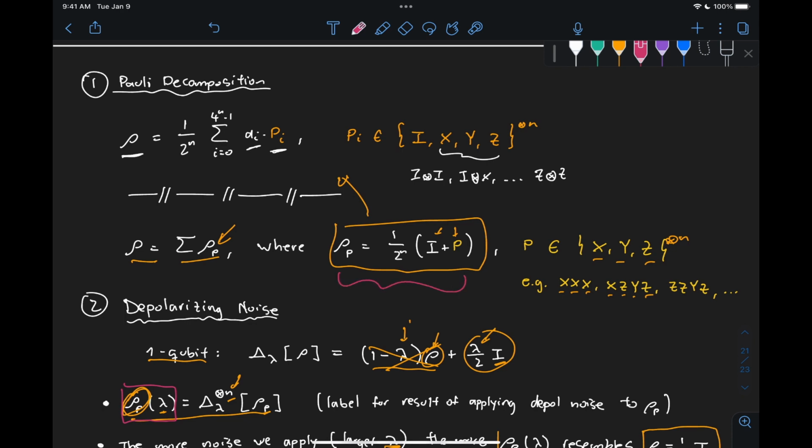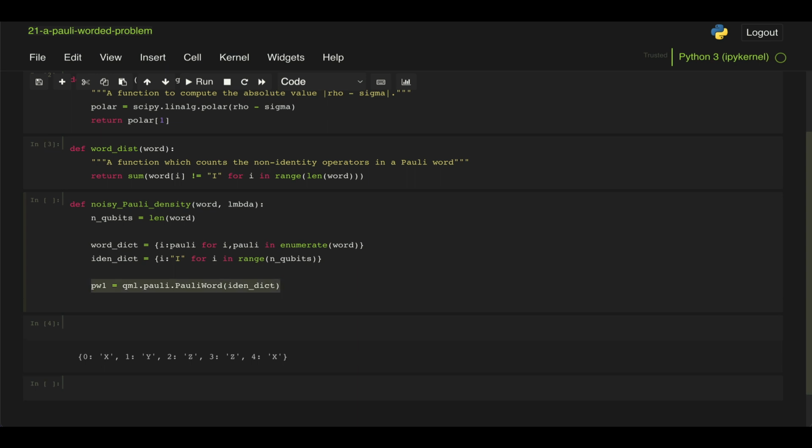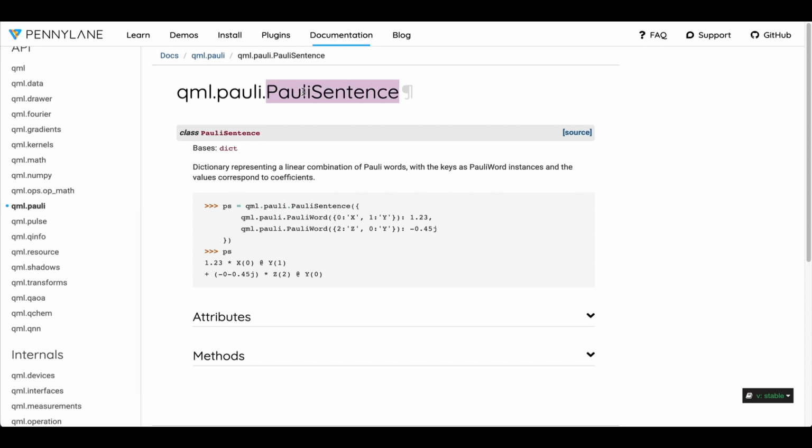So we said that these rho sub p's are composed of the Pauli matrix on the word plus an identity matrix for each element. So we're going to combine these two together to create our Pauli density matrix rho sub p. So this Pauli word 1 is going to take this identity dictionary, and then we're going to create a Pauli word 2 that is going to take the word dictionary. And then in PennyLane, we can use this Pauli sentence function that takes in Pauli words with some coefficients and then generates a sentence such as the one we want to create.